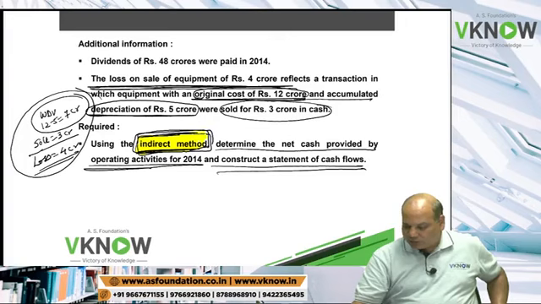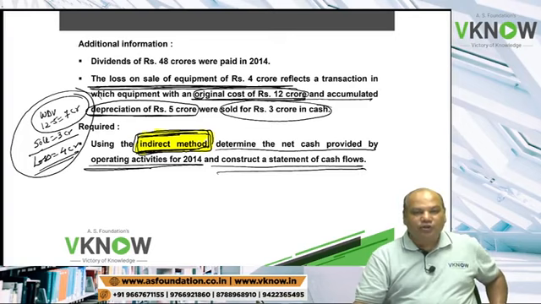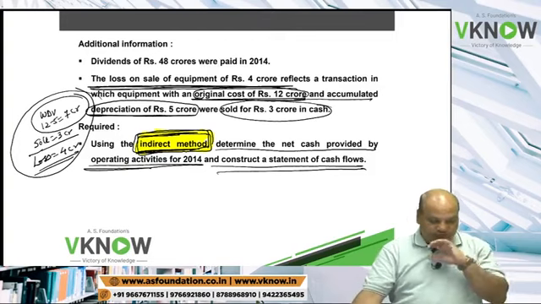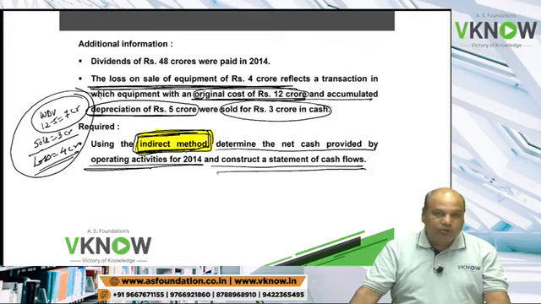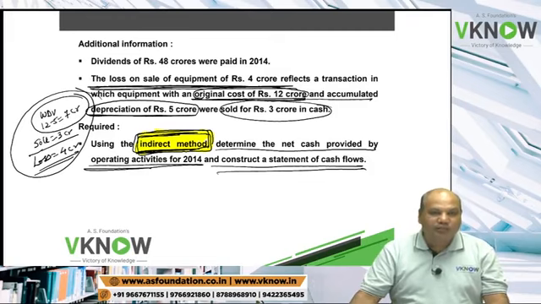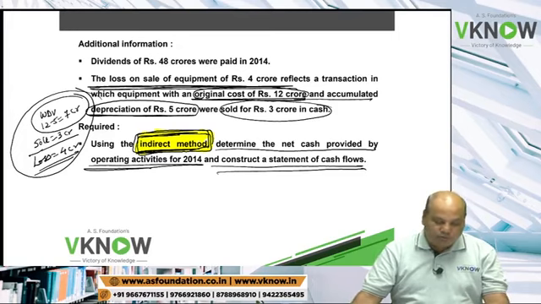So this is indirect method. In this question, data is sufficient to follow direct method also, because sale is given, cost of goods sold is given. From sale and cost of goods sold, you can find collection, purchase, etc. But because the question has spoken about indirect method, we will also follow indirect method only.